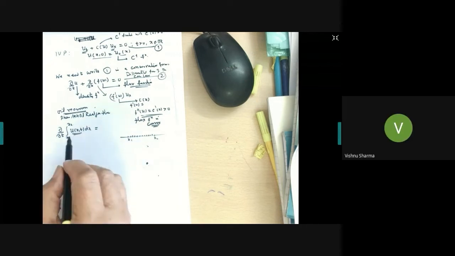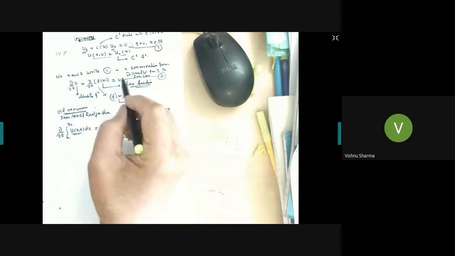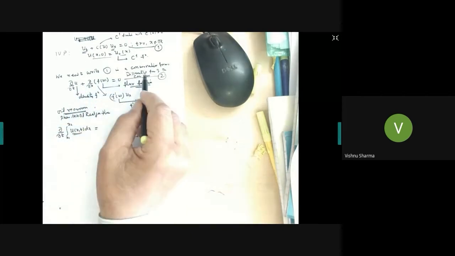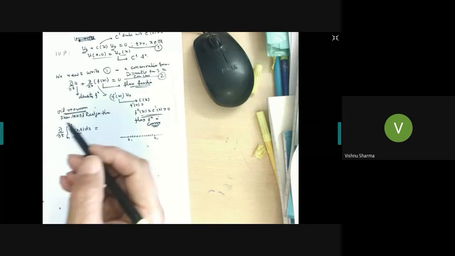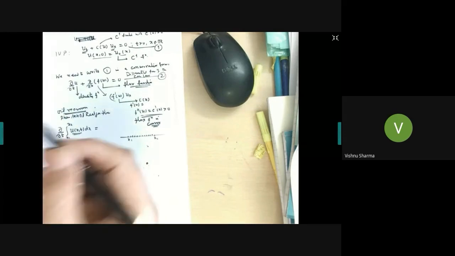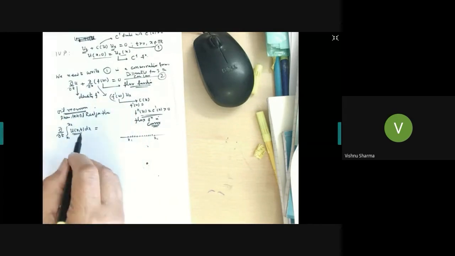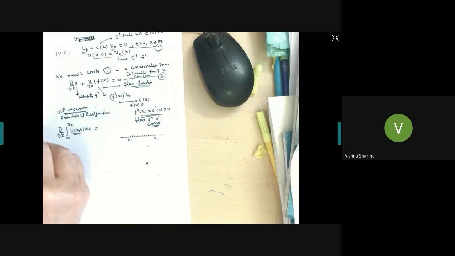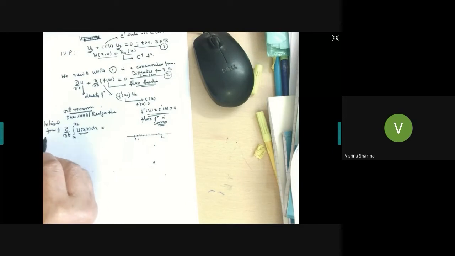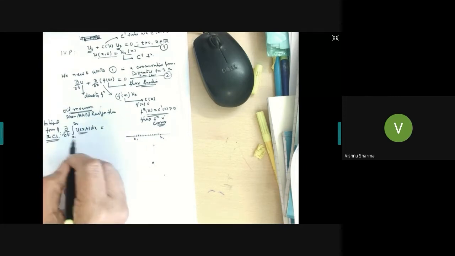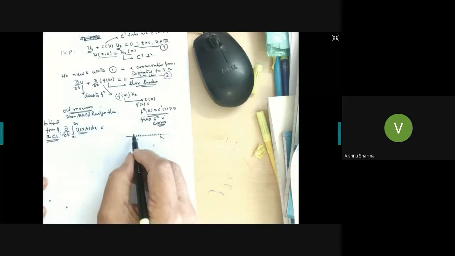So what I say is that this is the conservation law in the differential form, but generally the conservation laws are written first in integral form. So this is the integral form of the conservation law. That is, the rate of change of total mass is balanced by the net flux.